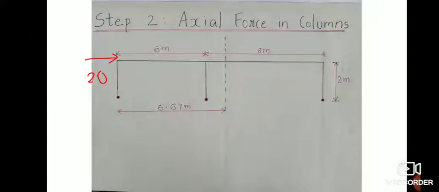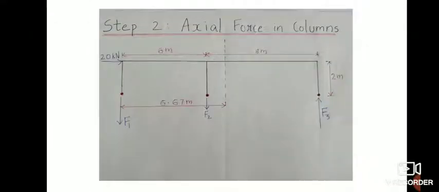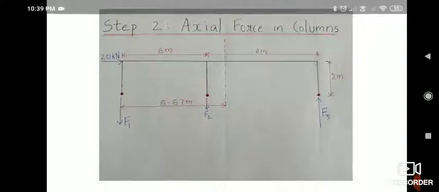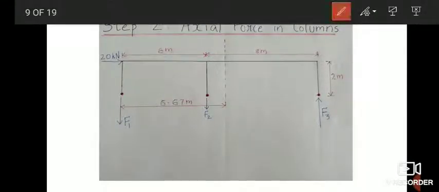Okay, now you have to mark the axial forces. So this height is only 2, so I have cut in the level of hinges. So the total height of the story was 4 meters, so up to the hinge it is only 2 meters, and the load is 20 kilonewton acting from the left. Now you have to mark the axial forces in the columns.